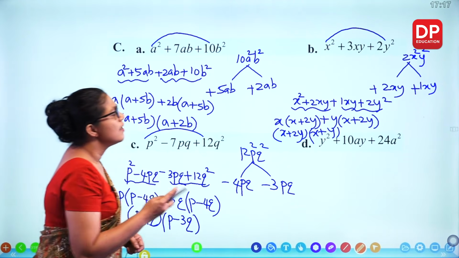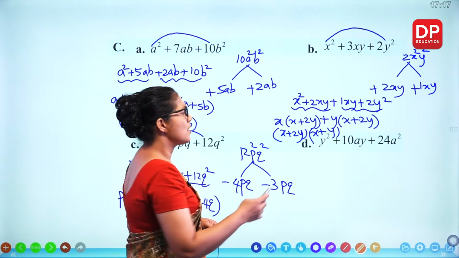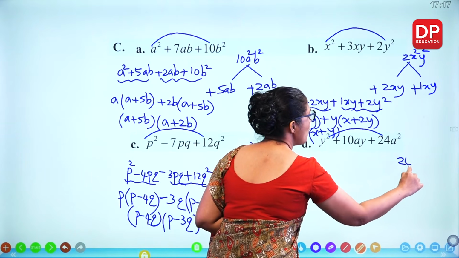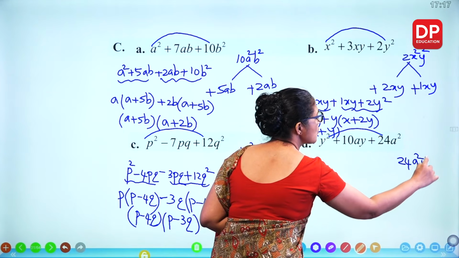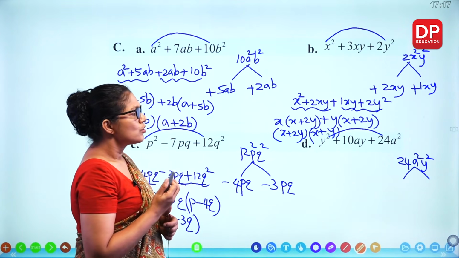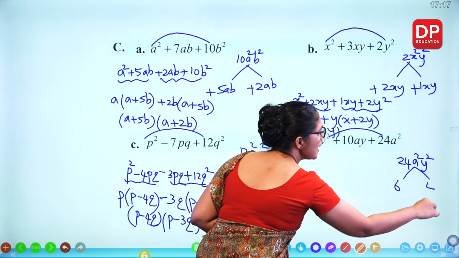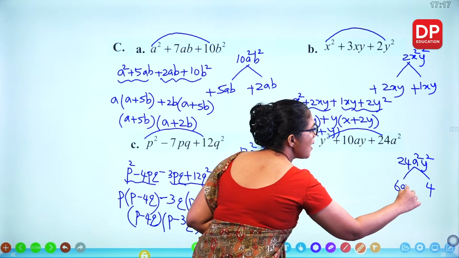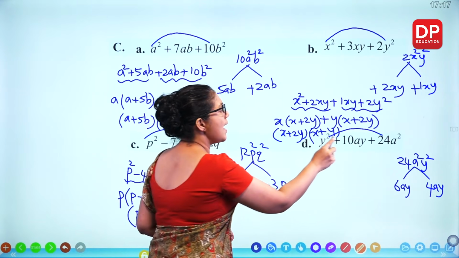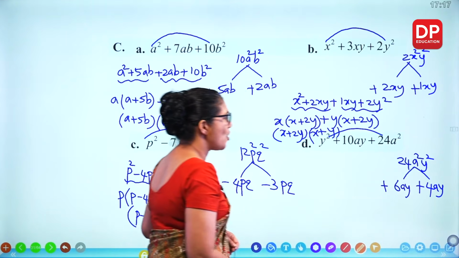So here, in this one, all the terms are positive. So here what we do, we multiply. What do you get? 24a squared y squared. So what are the factors of 24? So 6 and 4. So 6 and 4 you are getting, but this is the ay term, the middle term, and this is positive. So that means both factors are positive.